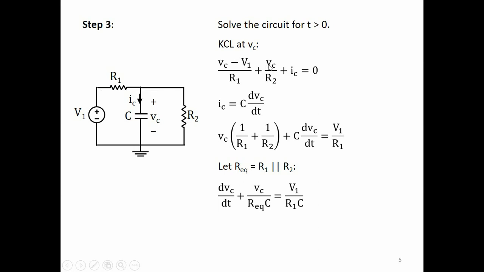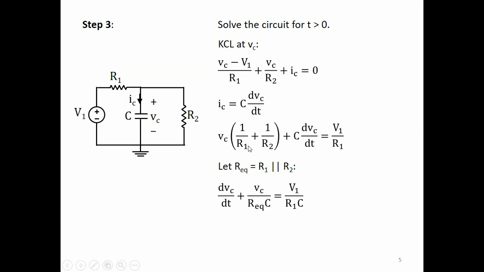Now this has of course two unknowns, Vc and Ic, but we know Ic in terms of Vc because of the IV characteristics of the capacitor. So we say Ic is C dVc/dt. So we substitute for Ic here and we get one equation in Vc. I have written it here: Vc by R1, Vc by R2, C dVc/dt, and V1 by R1 goes to the right hand side because V1 is a known quantity.